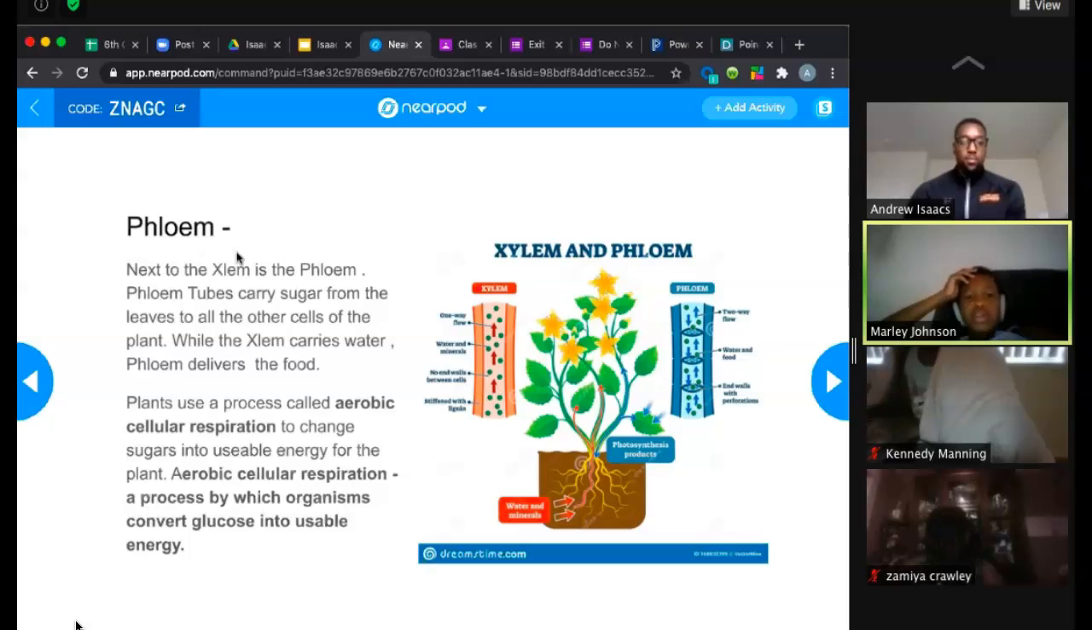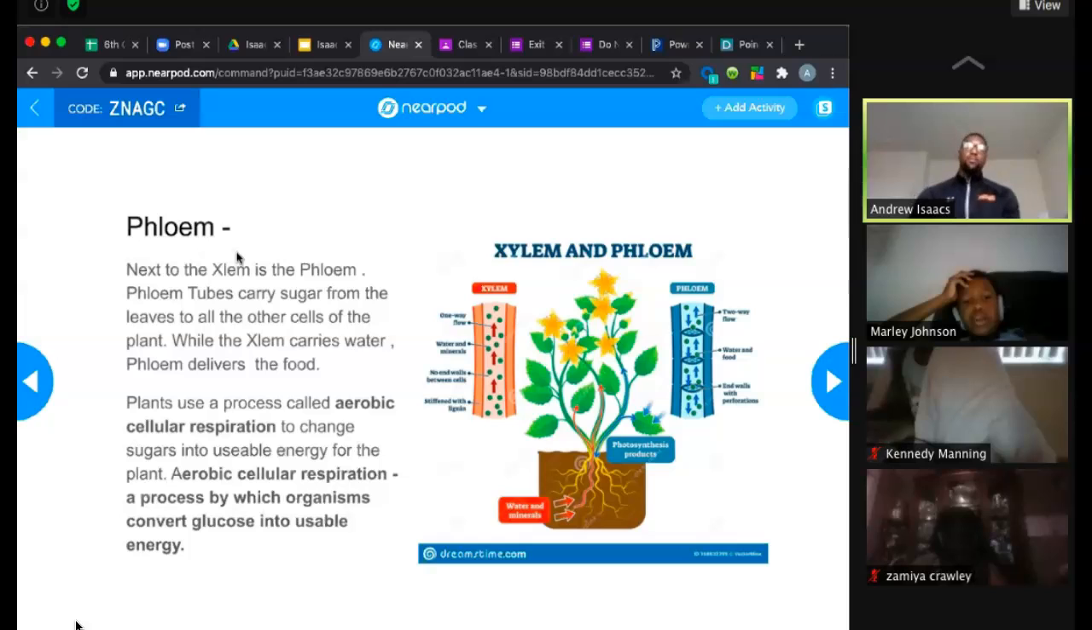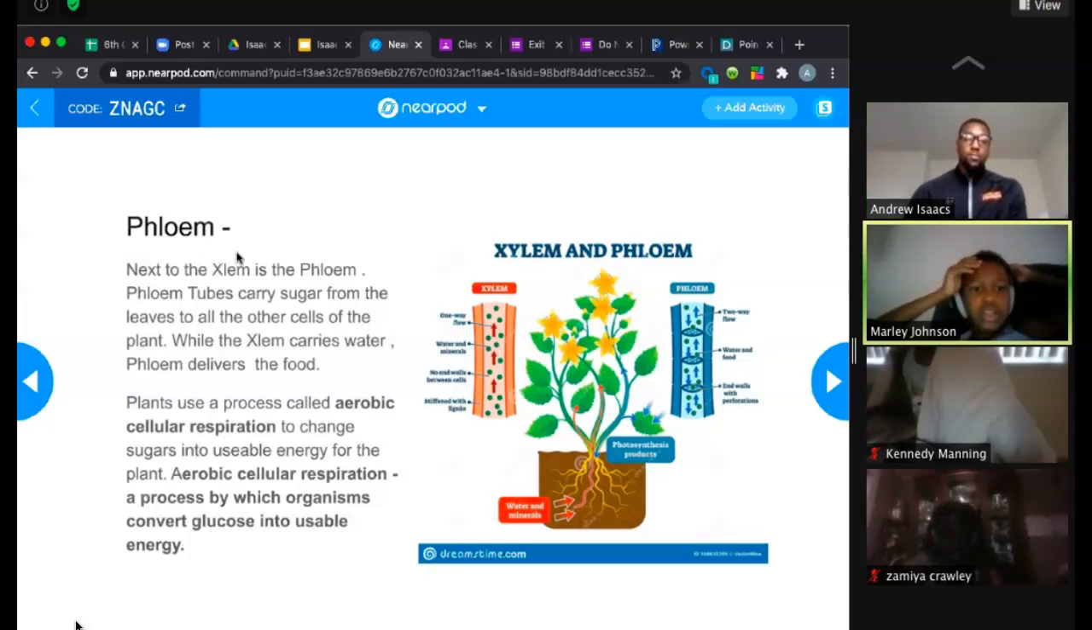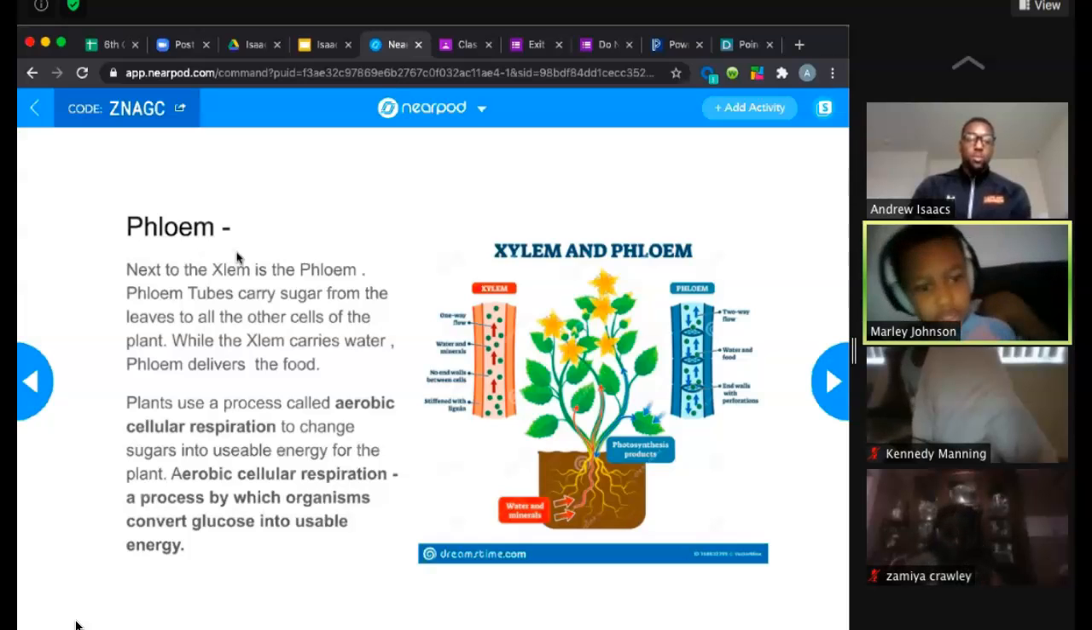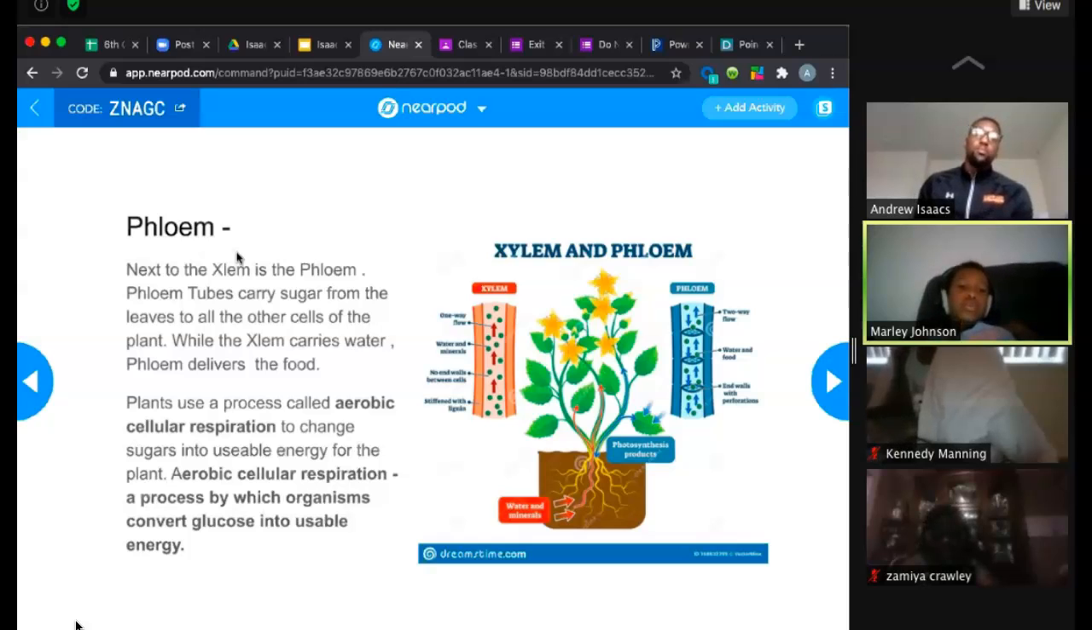Plants use a process called aerobic respiration to change sugars into usable energy for the plant. Aerobic respiration. Respiration, a process by which organisms convert glucose into usable energy.